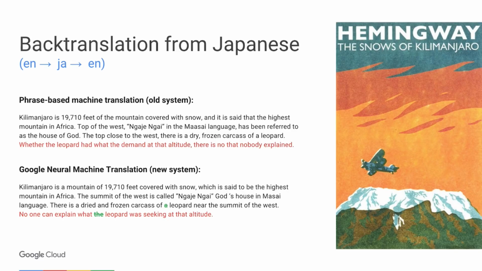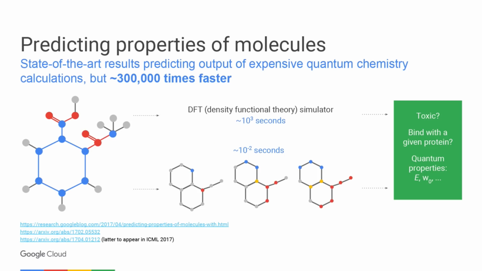First, the phrase-based version. "Whether the leopard had what the demand at that altitude, there is no that nobody explained." It's gibberish. Whereas with the new neural machine translation system, that back translation becomes, "No one can explain what leopard was seeking at that altitude." Now you're missing the word "the," but it's much more comprehensible. It sort of captures some of the artistry of the original text.